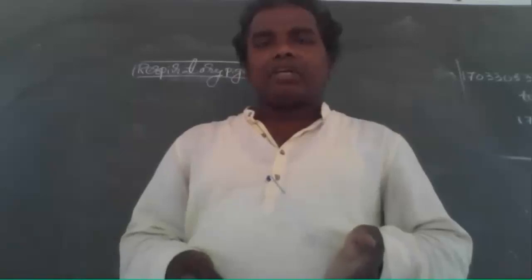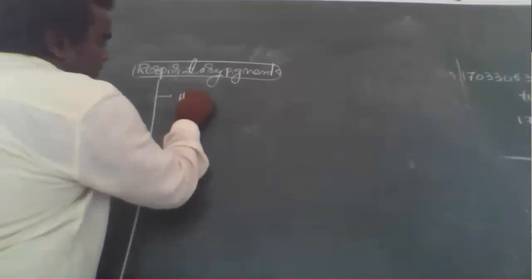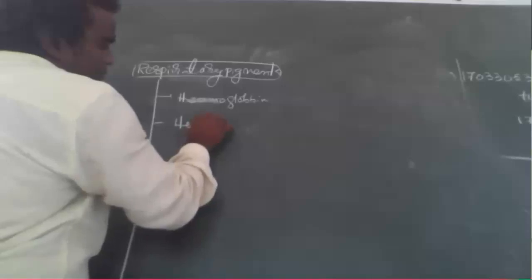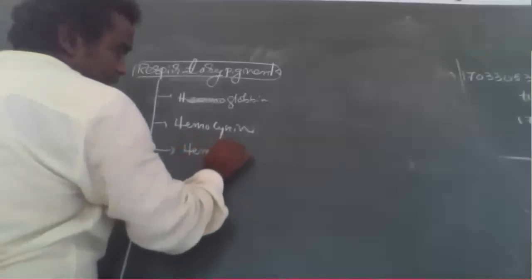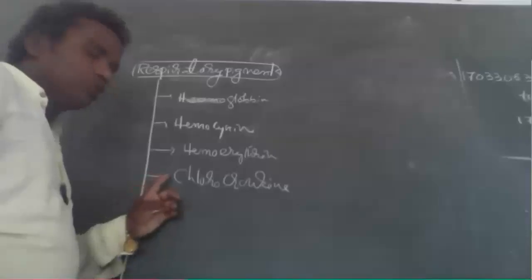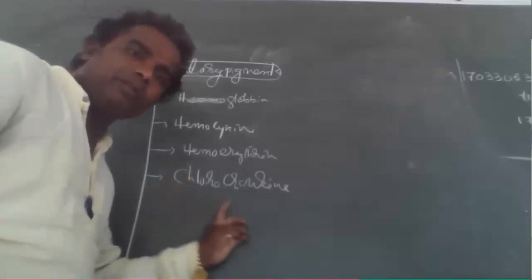So what are the respiratory pigments? Come on, tell me. Already we discussed yesterday. First, hemoglobin. Second, hemocyanin. Third, hemoerythrin. Fourth, chlorocruorin. Are the diagrams visible on the board?